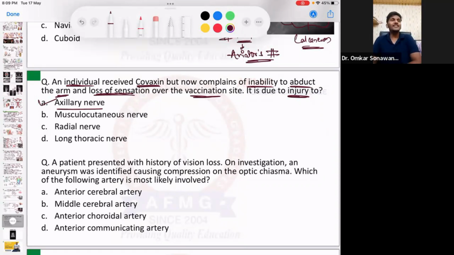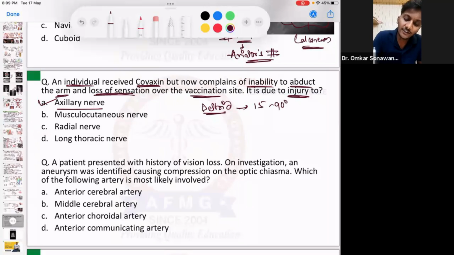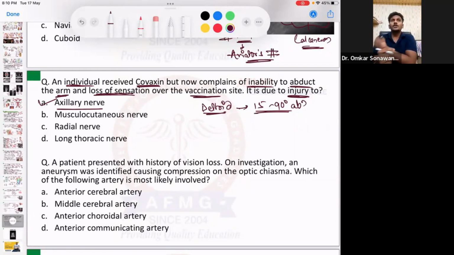So the individual received Covaxin, and where is Covaxin or any vaccination given? On which muscle? The deltoid muscle. Here the patient is unable to abduct the arm, which is the function of the deltoid muscle, 15 to 90 degrees abduction, and there is also loss of sensation over this aspect of the arm. That is what is called regimental anesthesia or the regimental badge sign.